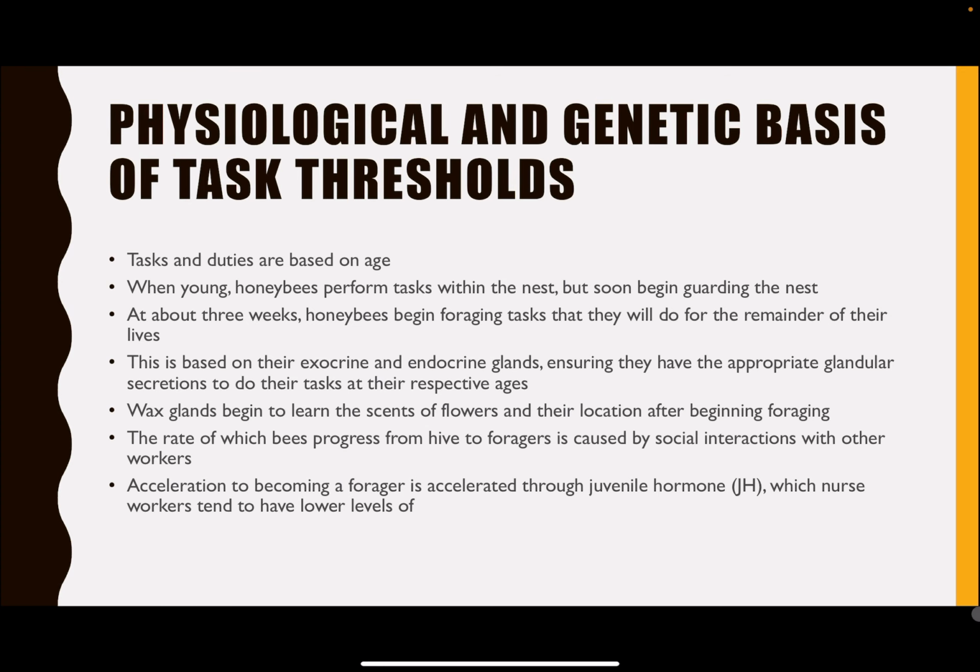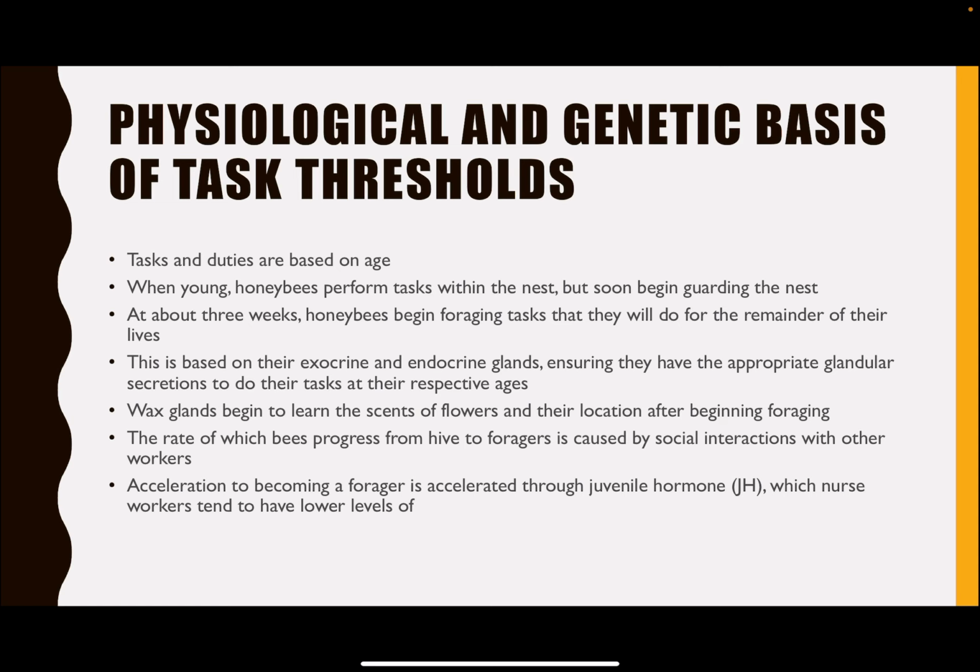So, physiological and genetic basis of task thresholds. The tasks and duties are entirely based on age. Whenever honeybees are young, they typically stay within the nest. They guard the nest. They don't perform tasks outside of the nest. But whenever they reach about 3 weeks old, that's when they start their foraging task, and they'll basically be doing foraging tasks for the rest of their lives.